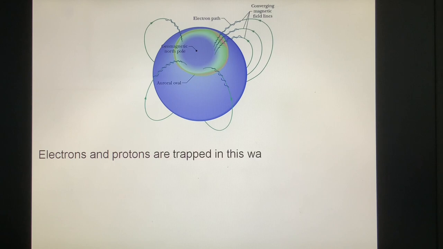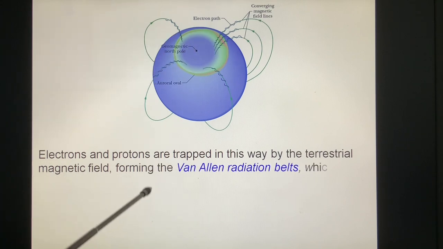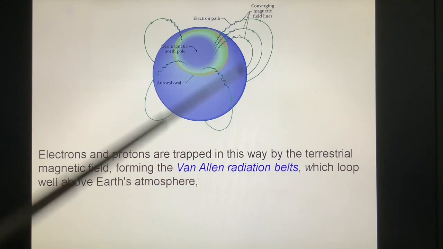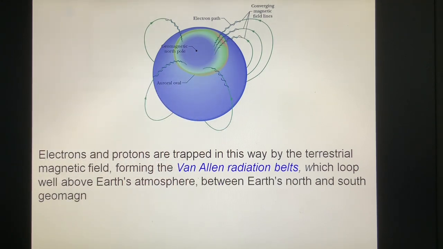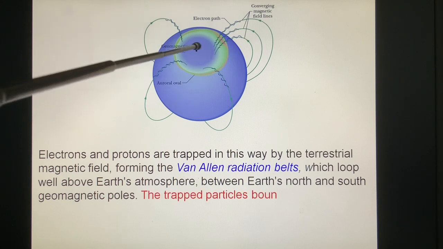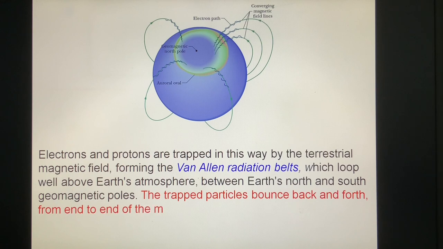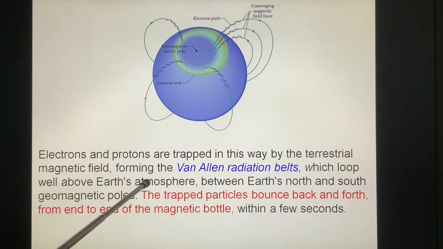Electrons and protons are trapped in this way by the terrestrial magnetic field of Earth, forming the Van Allen radiation belts. And we can see the polar light, auroras, near the poles. This is a Van Allen radiation belt which loops well above Earth's atmosphere between Earth's north and south geomagnetic poles. The trapped particles bounce back and forth from end to end of the magnetic bottle within a few seconds, very fast. From north to south, they bounce in only a few seconds.